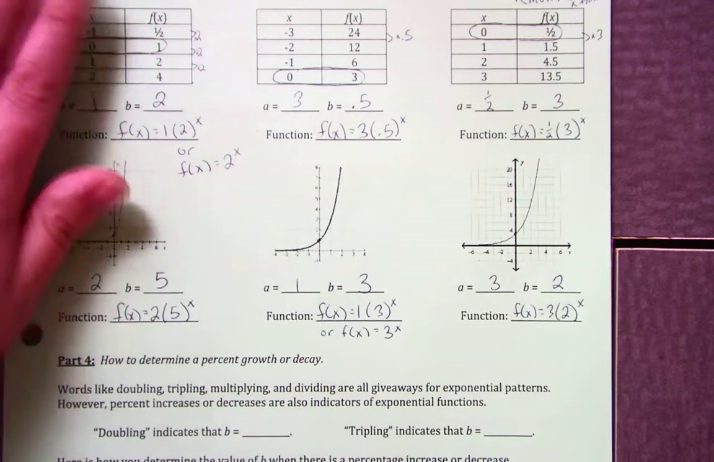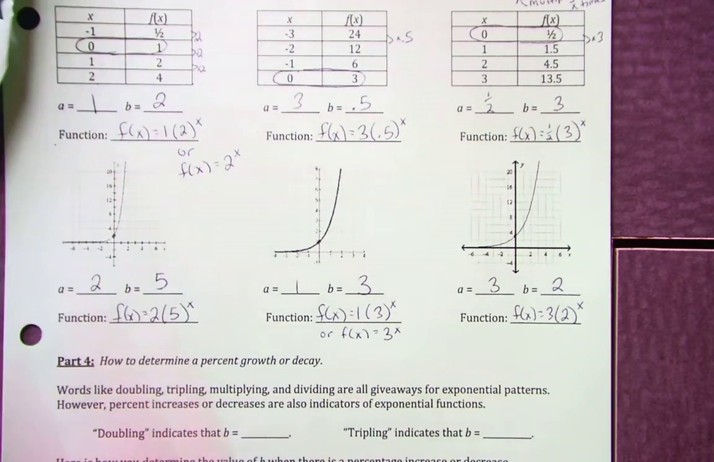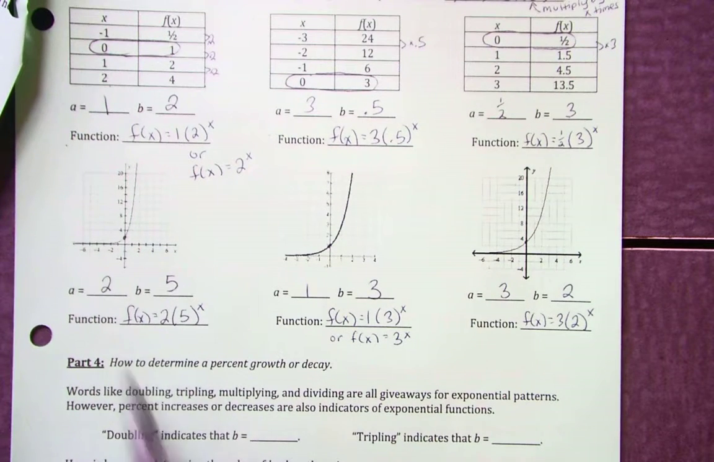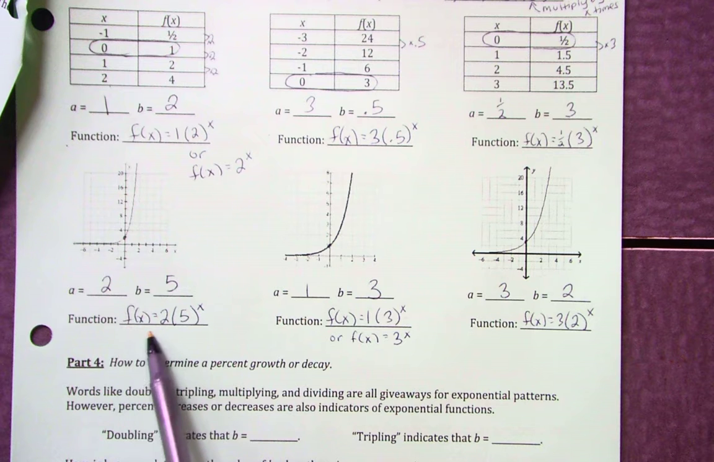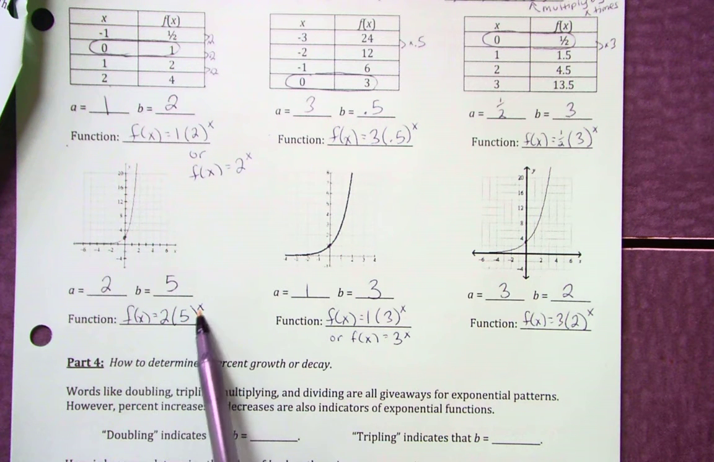And that is how you write an exponential function. You take the value of a, the value of b, and then always just plug them into the same format. F of x equals a times b to the x power. And that is all for part 3.